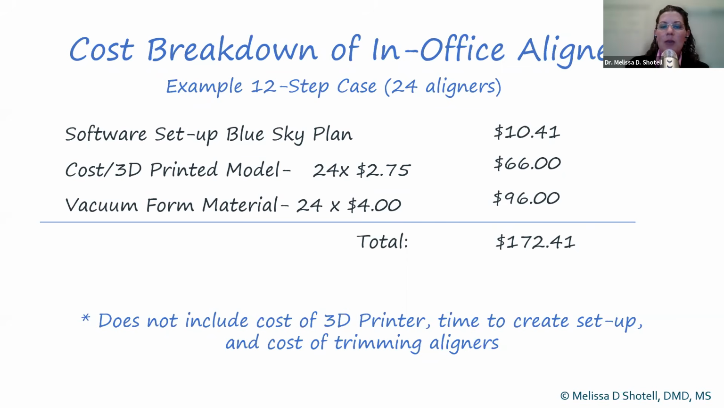And then for vacuum forming materials, there is quite a range. However, my preference is to utilize the 3-layer aligner materials that are available on the market. And those are typically around $4 per sheet, bringing us to $96 in fees for the vacuum forming materials. So we can see my total materials cost is $172.42. Now, this does not involve the cost of the 3D printer, the time to create the setup, or the cost of trimming the aligners. However, this gives us a rough idea of strictly our materials cost.